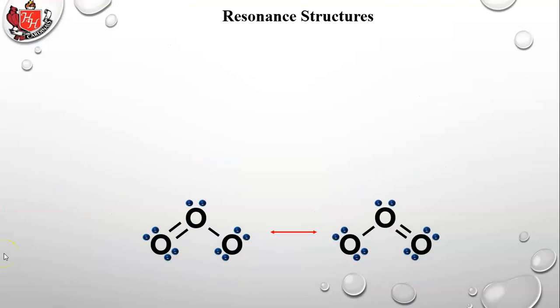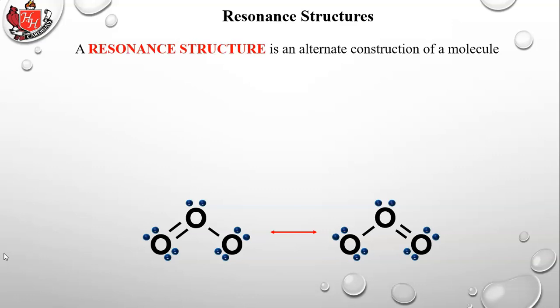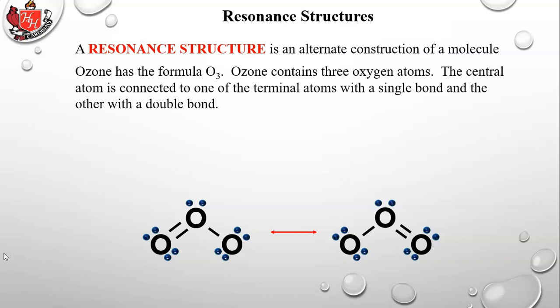Now we're going to take a look at a concept called resonance structures. A resonance structure is an alternate construction of a molecule. Ozone has a formula of O3. Ozone contains 3 oxygen atoms. The central atom is connected to one of the terminal atoms with a single bond and the other with a double bond. But how do you know which is which? Who says that the oxygen on the lower left should have the double bond rather than the oxygen on the lower right? It really could be either one.